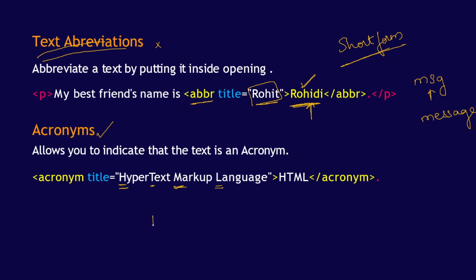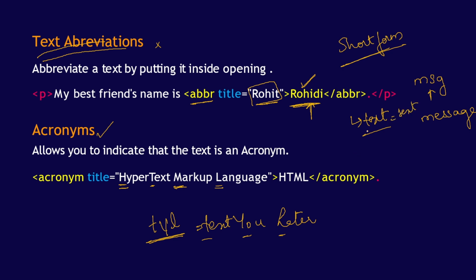For example, I can also give you text you later. This is an acronym. Instead of writing text you later, you just write TYL. Whereas for text, if you just give TXT, this will be the text abbreviation. TXT is equal to text. So this is an abbreviation, whereas text you later is an acronym.